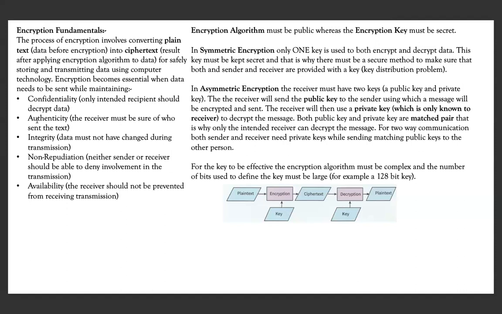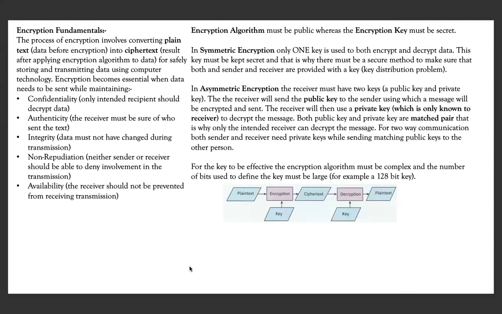Authenticity: the receiver must be sure of who sent the data. There are techniques that ensure you are confident that the message is coming from the person who they claim to be. And most importantly, integrity: data must not have been changed during transmission. So if there is some unauthorized user, or maybe some sort of data corruption, and the message has been changed during data transmission, you should be able to highlight that on your end.